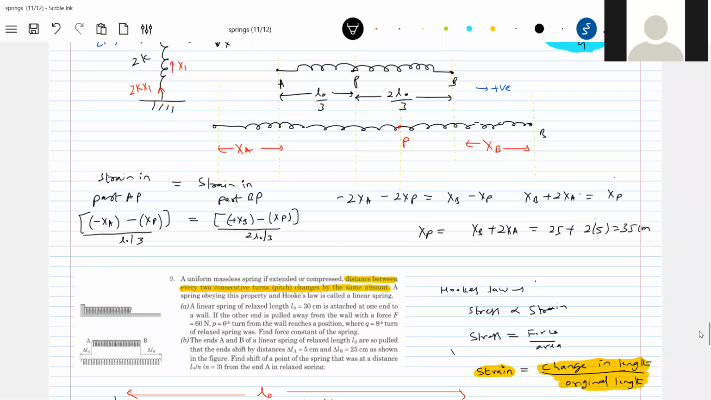Sir, I have a doubt. In the question, it is given that the distance between every two consecutive turns changes by the same amount. So it means the displacement of one turn will be equal to the displacement of each and every turn in the spring. No, the distance between every two consecutive turns changes by the same amount. Okay, that is the one thing. Now come for this, I'll explain that one.